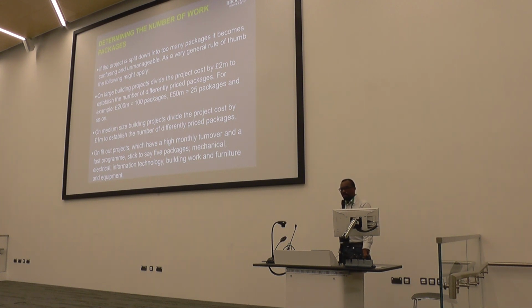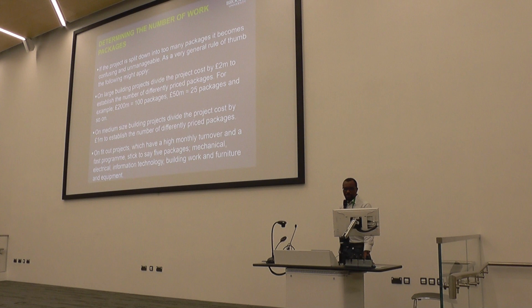And then when it's a medium size building, you could use 1 million to be able to get a work package. So if you have, let's say, a contract of 50 million, which you can consider large, and you divide it by 2 million, approximately you have about 25 work packages. Right. So that would be a rough rule of thumb. You don't want to have too many work packages.